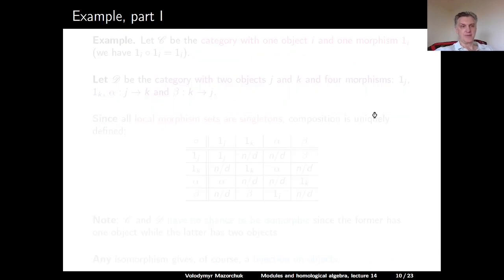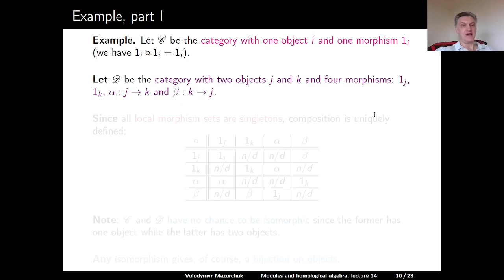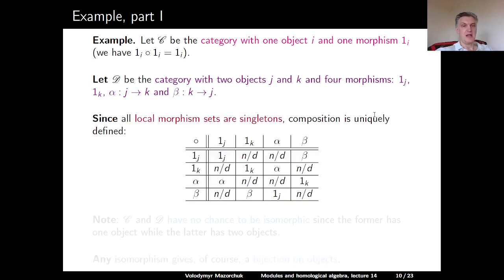Here is an example. Let C be the category with one object I and one morphism, the identity on I. So we have one object and one morphism. And of course, identity on I composed with identity on I is identity on I. Let D be the category with two objects, J and K, and four morphisms. The morphism 1J from J to J, the morphism 1K from K to K, the morphism alpha from J to K, and the morphism beta from K to J. Since all hom sets are singletons, composition is just uniquely defined.